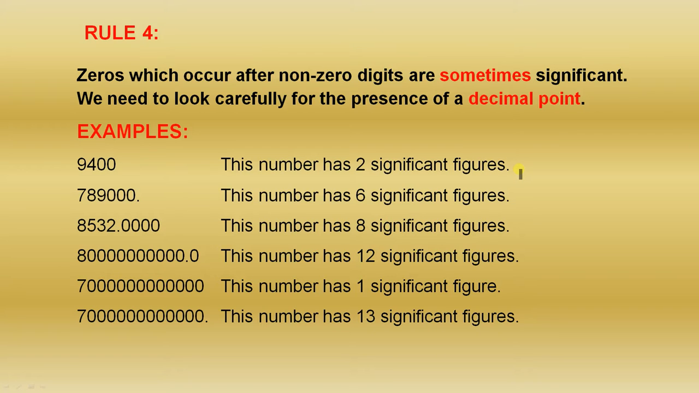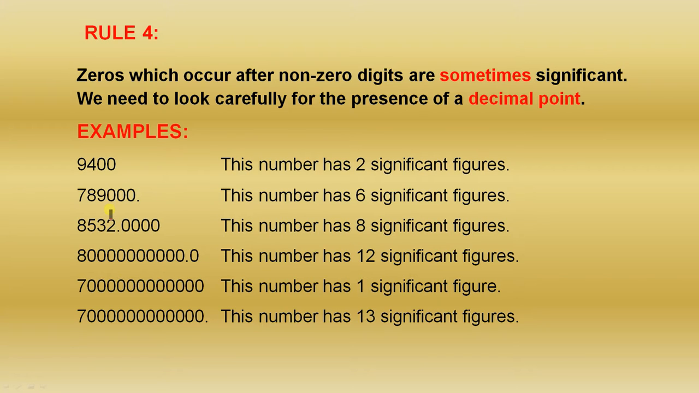Let's look at the first one. 9400. We know that the 9 and the 4 are significant. The 2 zeros occur after the 4. There is no decimal point present. We cannot see it. That's why there are 2 significant figures, just the 9 and the 4.